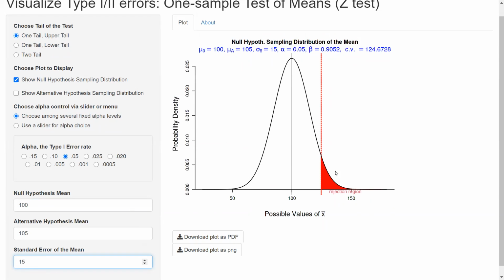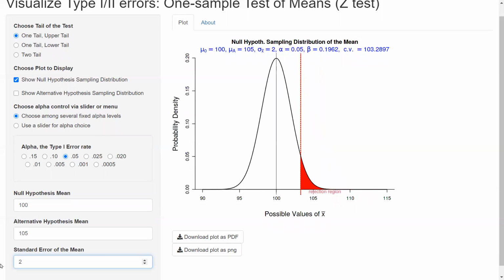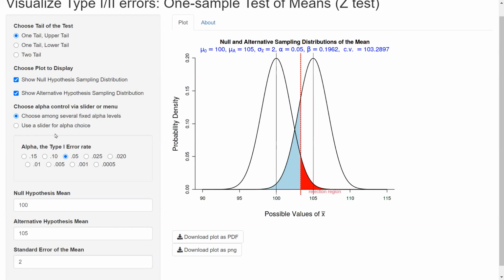If we change the standard error of the mean from 5 to 15, it's hard to see because the scale adjusted, but now the variance in this distribution is so much greater because I tripled the standard error of the mean. Now instead of 5, we change it to 2. When we change the standard error of the mean to 2, the distribution gets a lot skinnier, and we can see how skinny it is compared to the alternative hypothesis.